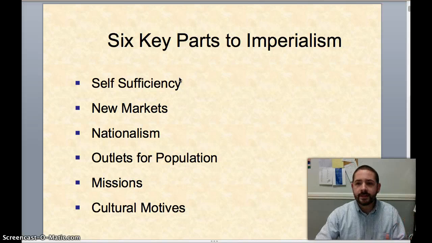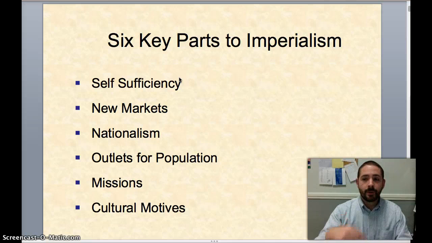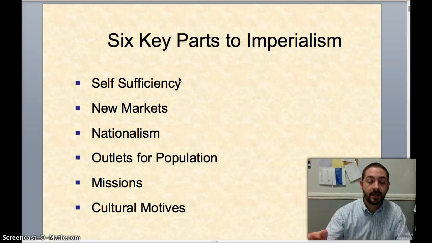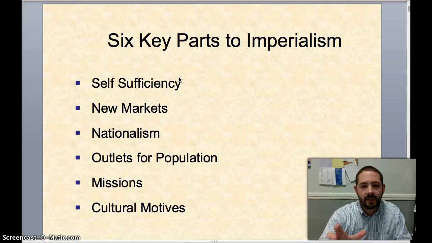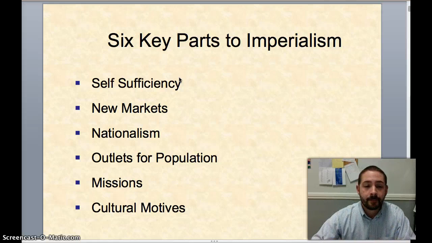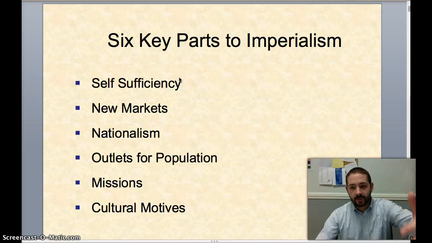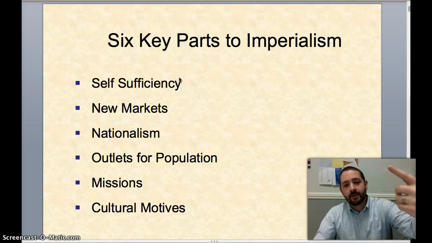In terms of the new markets, it's the idea that we also need to then sell our goods somewhere. So we make the cheap products out of the cheap cotton from India in Liverpool and Manchester, wherever, and we then sell it back to India in the form of saris. So it's this idea that we make products from the things that they give us, but we also then sell it back to them.